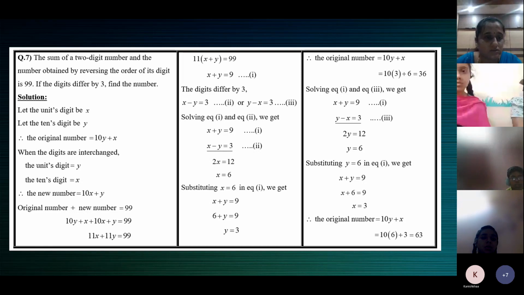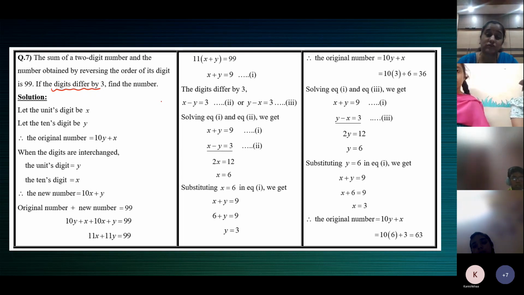So this also you can understand. The only thing is, it's given that the digits differ by 3. If the digits differ by 3, we have two equations, because you cannot assume let the greater digit be x, the smaller digit be y. You cannot do that assumption.